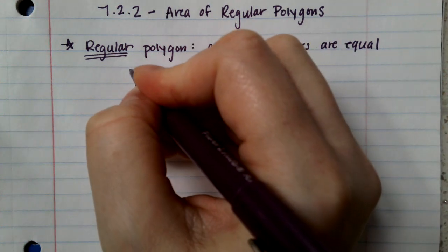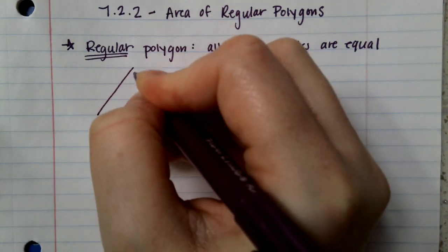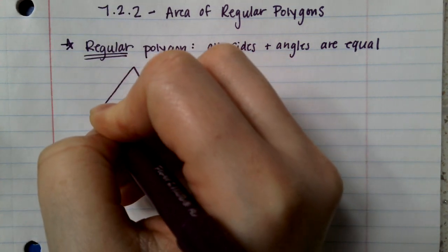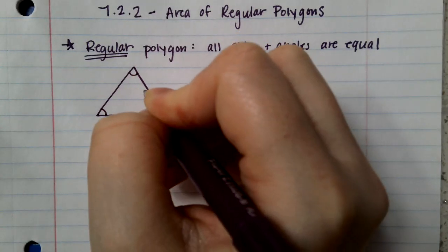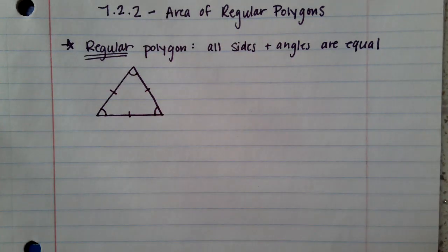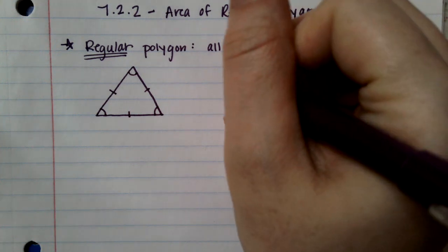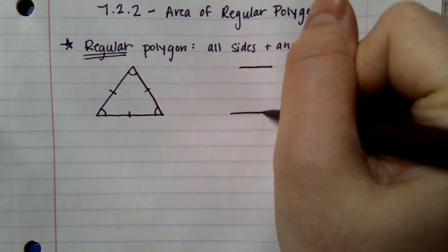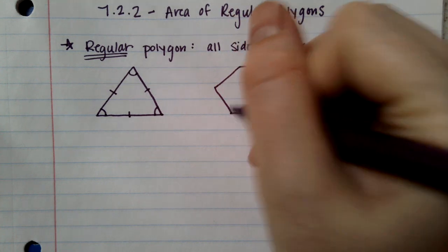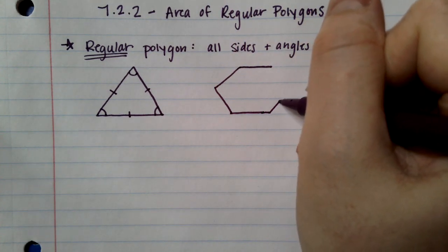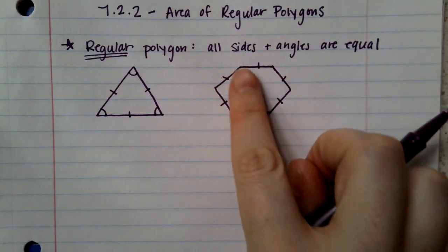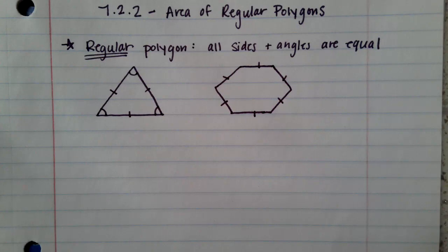The easiest example you've probably seen before is a triangle. So imagine that all the sides are exactly the same. All these angles are equal as well. Same thing if we have one with more sides. So let's say we have like a hexagon. It'll be harder to draw for sure. We imagine all these sides are equal. All the angles inside are equal as well.